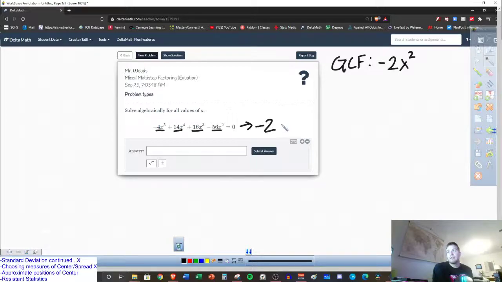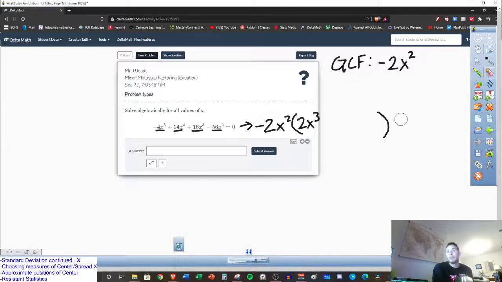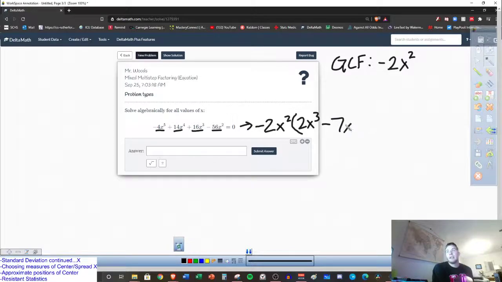So I'm going to write that up, negative 2x squared. And then we're going to rewrite this GCF in here. So divide negative 2x squared from this one. That's going to get me negative 2x to the third. Then I divide this one by negative 2x squared. So that is going to turn into a negative. Positive divided by negative is a negative 7x squared. Then we keep going.